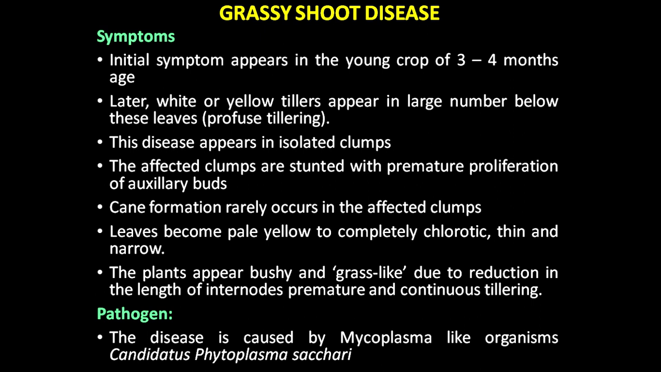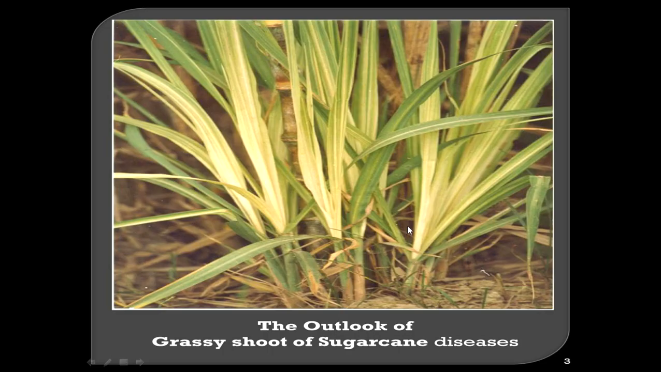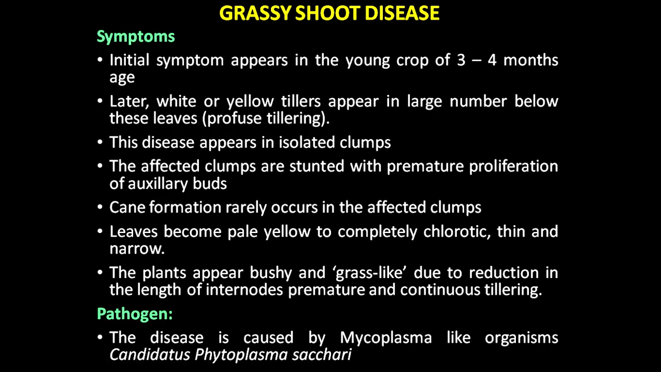First of all, we will see what are the symptoms associated with the grassy shoot disease. Initial symptoms appear in the young crop of 3 to 4 months old age. Later, white or yellow tillers appear in large numbers below these leaves. You can see the profuse tillering. Here the leaves are yellow in color and numerous in number. This disease appears in isolated clumps. You can see these symptoms in isolated places on a field.